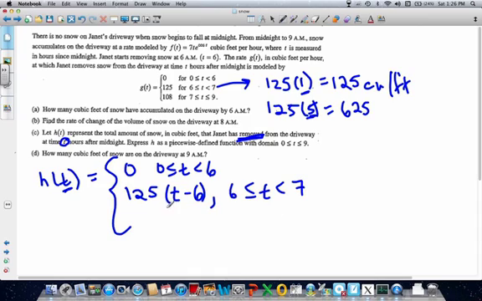Similarly, from 7 to 9, we're going to have the same type of thing going on. But think about it. If we're past 7 o'clock, that means we shoveled for an hour at a rate of 125. So we already have shoveled 125 cubic feet of snow plus 108 per hour after 7 hours. So we'd have to subtract 7 from our T, similarly to how we subtracted 6 from our T, which would be from 7 to 9.